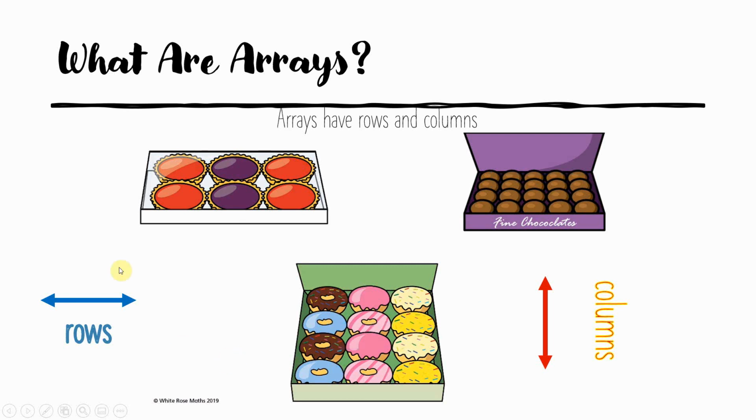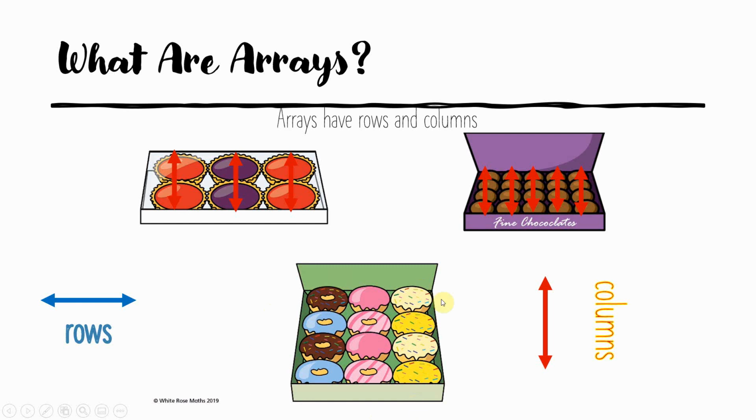So let's go to the tarts again. A column goes up, down, up, down, up, down, up, down. So here we go. There's one column, two columns, three columns in the tarts. Let's go to the box of chocolates. One column, two columns, three columns, four columns, five columns. There are five columns in the box of chocolates.